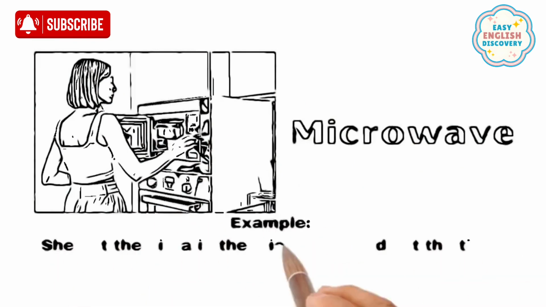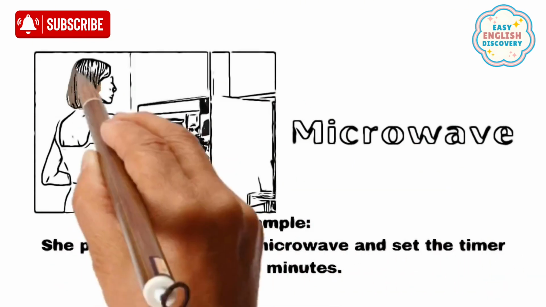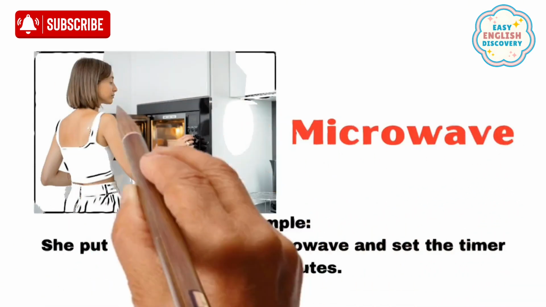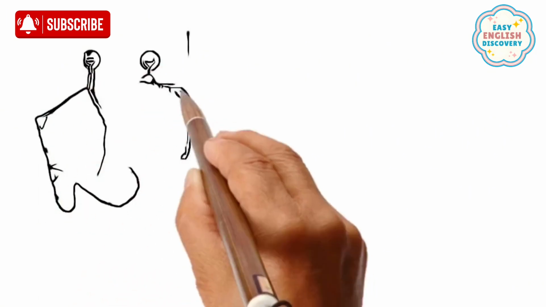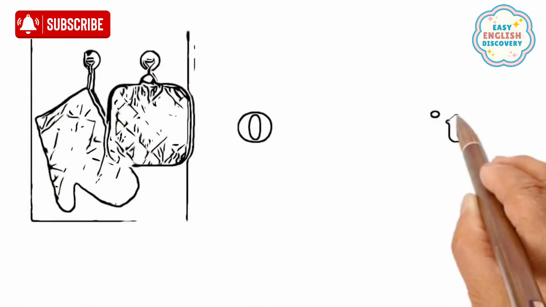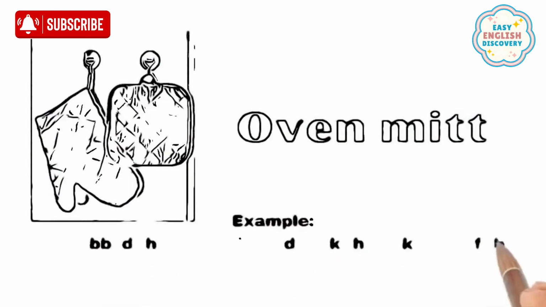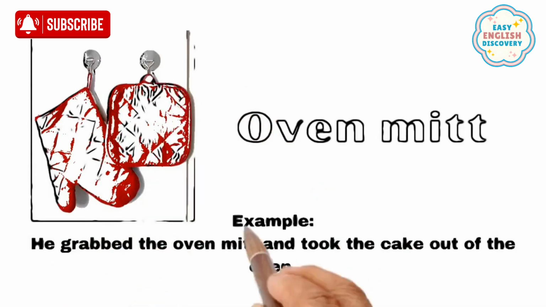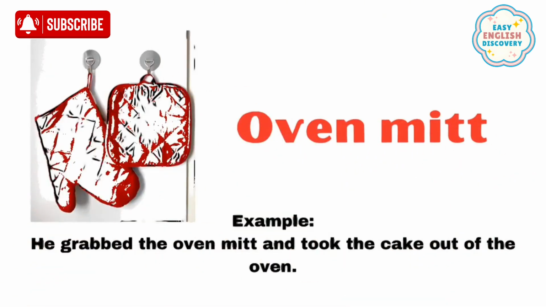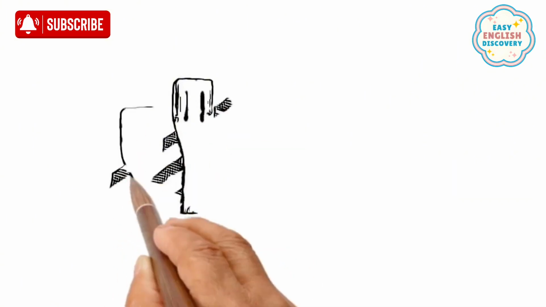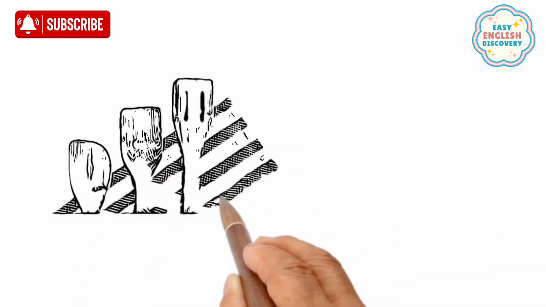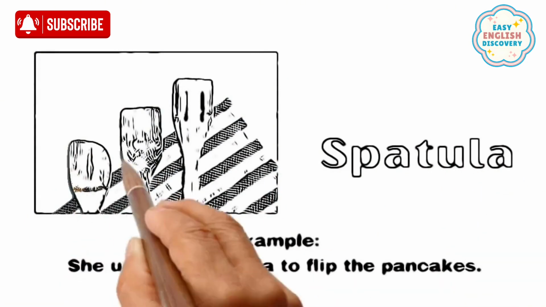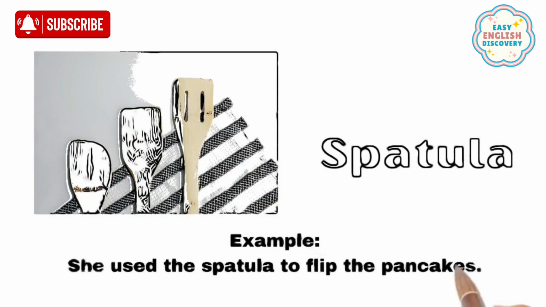Microwave. Example, she put the pizza in the microwave and set the timer for 2 minutes. Oven mitt. Example, he grabbed the oven mitt and took the cake out of the oven. Spatula. Example, she used the spatula to flip the pancakes.